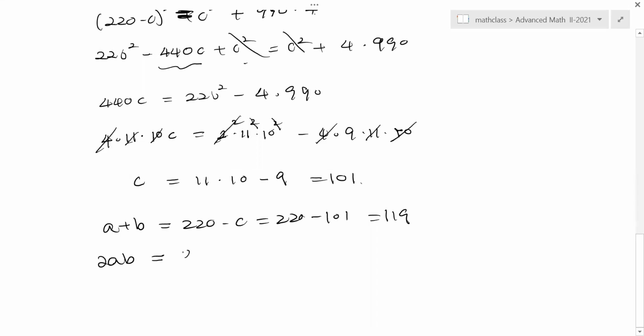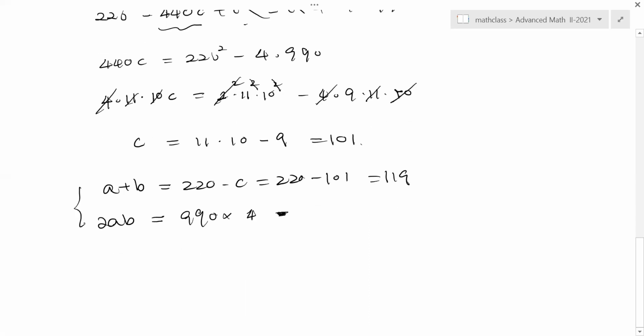And then A times B, 2AB is going to be, right? 2AB is going to be 990 times, I think, times 4, right? So from here, you can get A and B. Okay, that's 2 equations, 2AB. Now, the easiest way to do it is to look at A minus B. You assume A is greater than B.